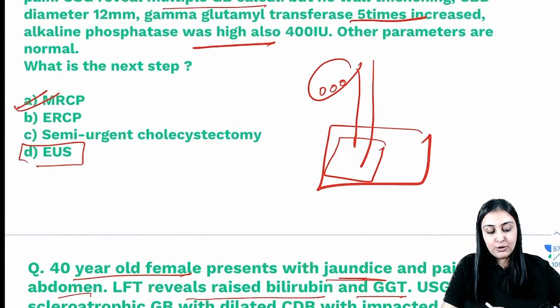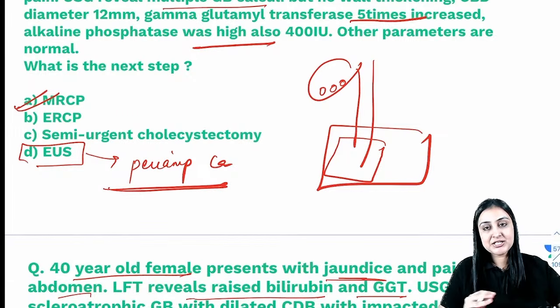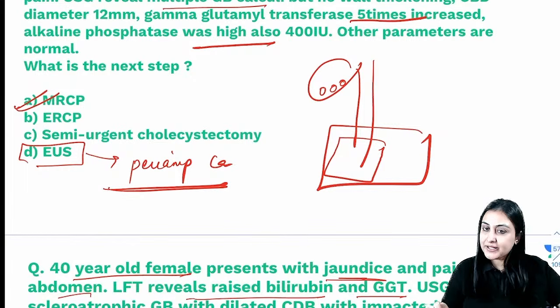Endoscopic ultrasound. The only role of EUS will be in periampullary carcinoma. Periampullary carcinoma, EUS. Otherwise, no role of endoscopic ultrasound.